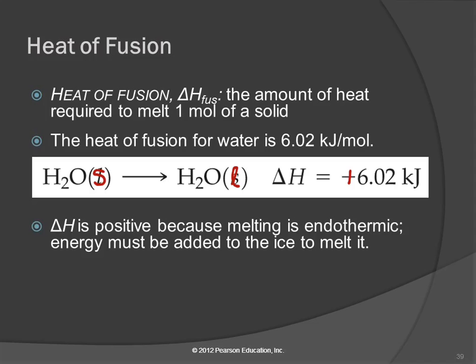Now, fusion is not a word that you necessarily associate with melting. But what happens when you put a whole bunch of chocolate chips in a pan and you warm them up a little bit? Fusion. They fuse together into one big lump of chocolate, right? They're melting. Melting and fusing are the same thing. So fusion is heat of melting. The amount of heat required to melt 1 mole of a solid. And so we write the equation as the solid going to the liquid, not the other way around. And then that heat of fusion is positive because melting is endothermic. The energy has to go in.